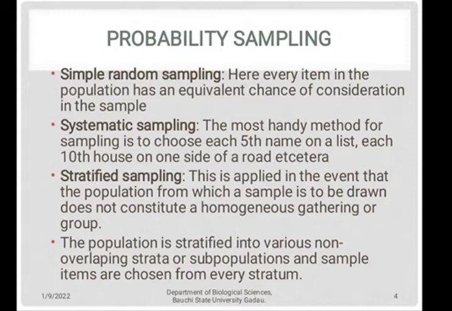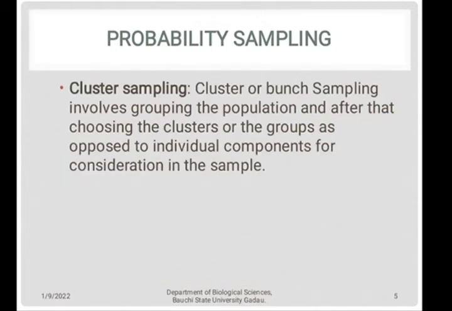Or you can use stratified sampling, which is applied in the event that the population from which a sample is to be drawn does not constitute a homogeneous gathering or group, which means they are not similar, right? So the population is stratified into various non-overlapping strata or subpopulations, and sample items are chosen from every stratum. Now we also have cluster sampling. Cluster sampling, or bunch sampling, involves grouping the population, and after that choosing the clusters or groups as opposed to individual components for consideration in the sampling.